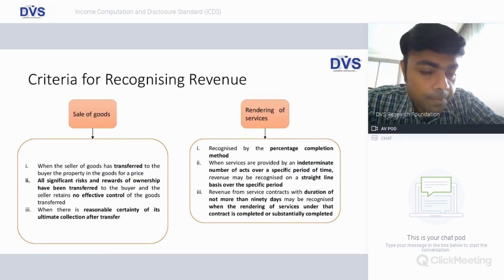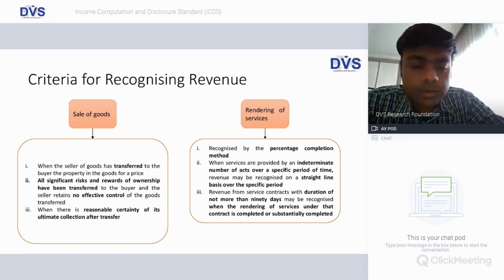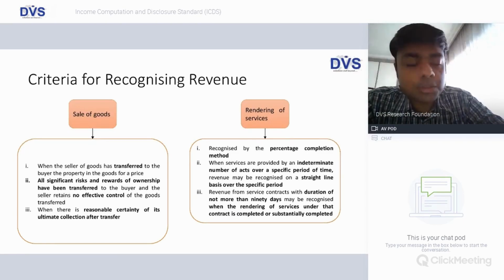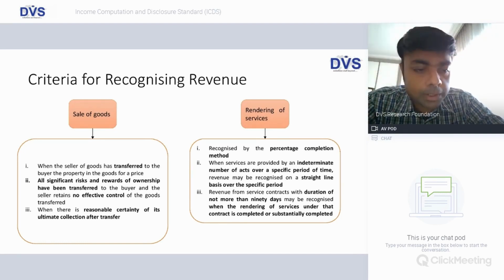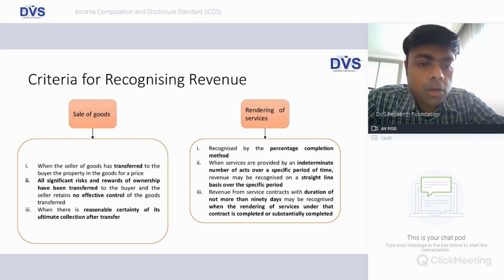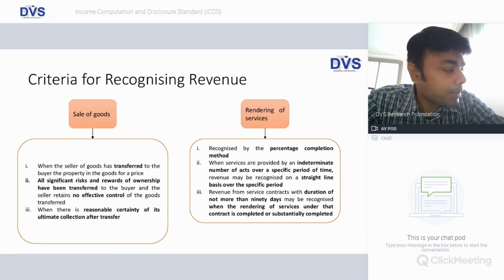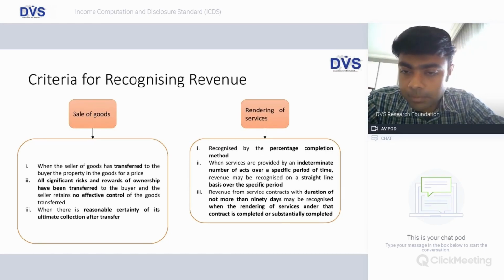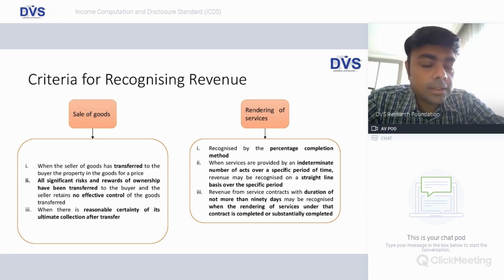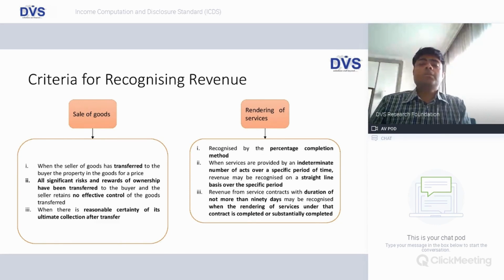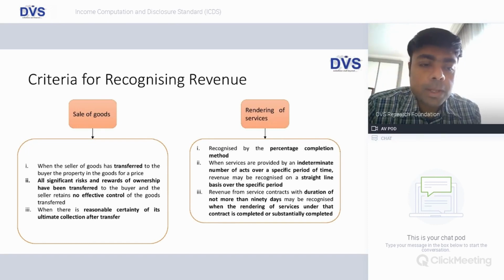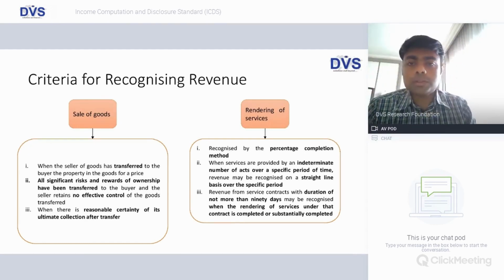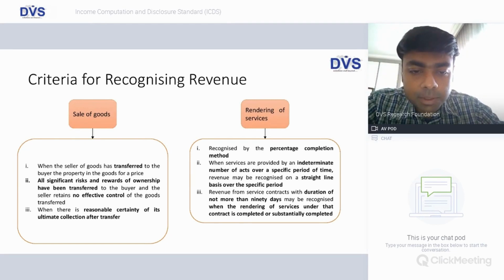And in the case of an agency business, it is not your gross, it is only your commission which can be deemed as revenue. In the case of sale of goods, similar to what is mentioned in your accounting standards or similar to your Sale of Goods Act, where the seller of the goods has transferred to the buyer the property in the goods for a price, all significant risks and rewards of ownership have been transferred, and there is no effective control, and there is reasonable certainty in the ultimate collection after transfer. So then the revenue pertaining to sale of goods can be determined. So the title has to be transferred, there is no risk in collection, and the buyer holds no control over the goods. Then the sale is deemed to be completed.